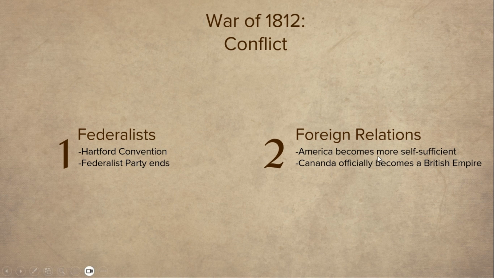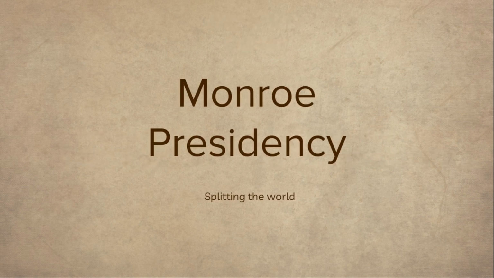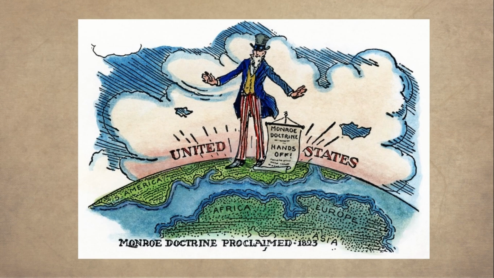Foreign relations. So America becomes a more self-sufficient empire where we're going to get into that literally in like two, maybe one more slide with the market revolution, and Canada becomes an official part of the British Empire. The Monroe presidency. James Monroe, not much on him, but just this cartoon. But this cartoon is super important because of the Monroe Doctrine.